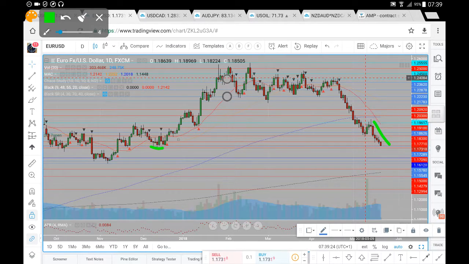So we'll see how price reacts towards that 1710. But ultimately, if we do break down from there, we're looking for price to head down towards this 116 level here on the euro dollar. And with that said, that wraps up the euro dollar analysis.